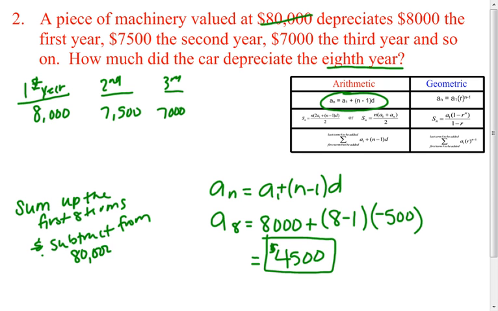So that is something I could do. I'm going to write this question as, what is it worth after 8 years? I'm not going to take the time to do that here, but I'm just telling you, if I wanted you to know what it was worth after 8 years, you would sum up the first 8 terms and subtract it from the initial investment, which is $80,000. Okay?